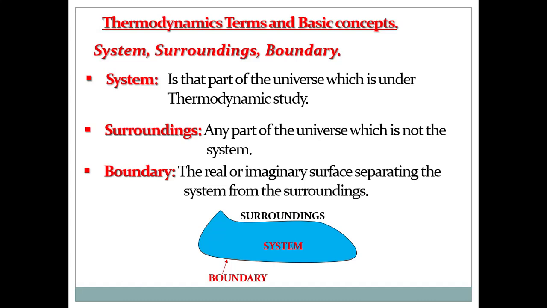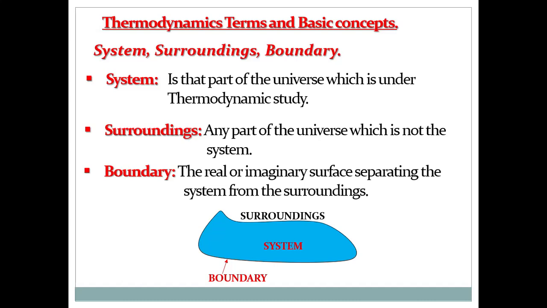Sorry, that will be the boundary. So the surrounding is anything that is outside the system. So that plastic bit of it and anything outside our area of study will be the surrounding. So we can put it into definition and say system is part of the universe which is under thermodynamic study. Then surrounding is any part of the universe which is not the system. Boundary is a real or imaginary surface separating the system from the surroundings.